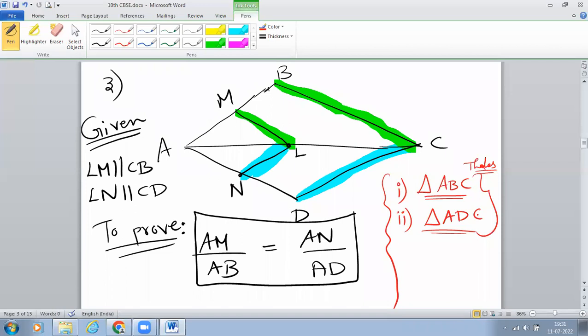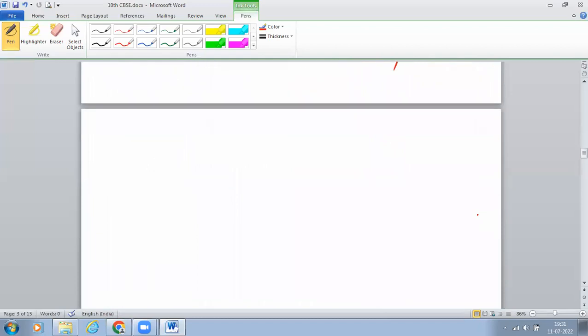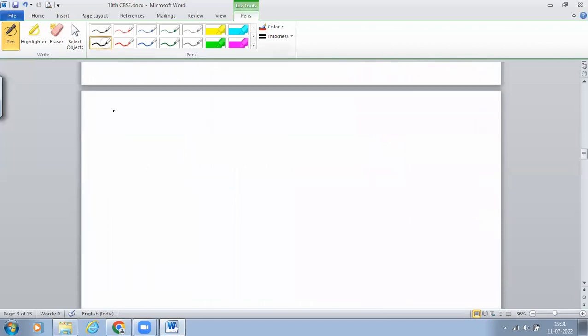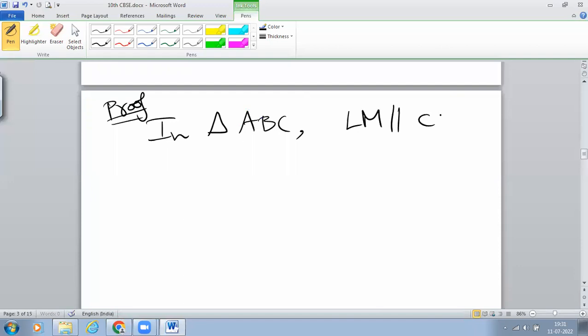ABC. Okay, so now I'm going to take triangle ABC. Now, under the proof you have to start. Proof: in triangle ABC, which side is parallel to which side? I'm writing here. It is also given in the question. In triangle ABC, LM is parallel to CB. Am I right or wrong?